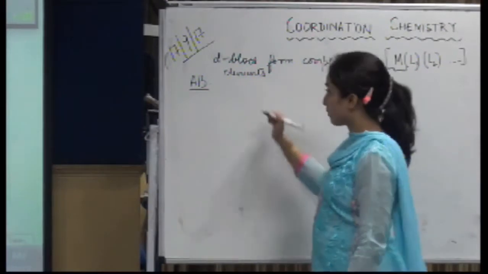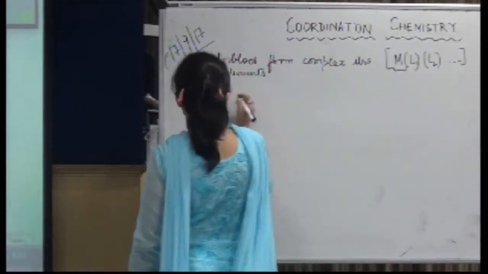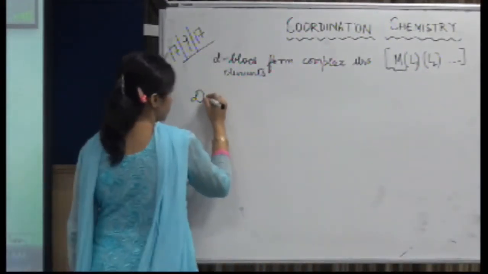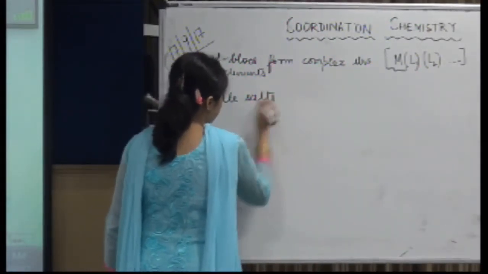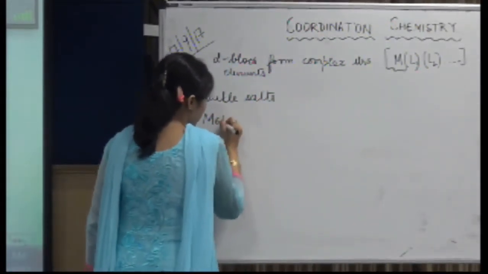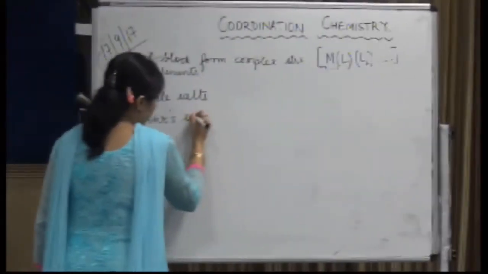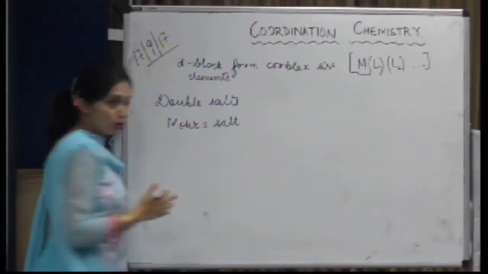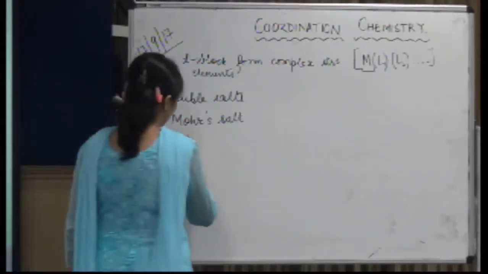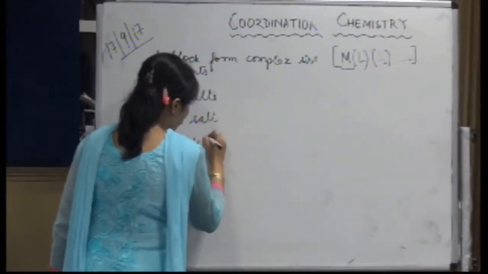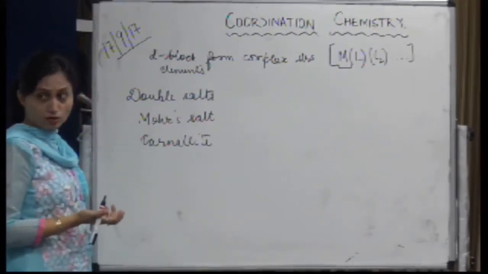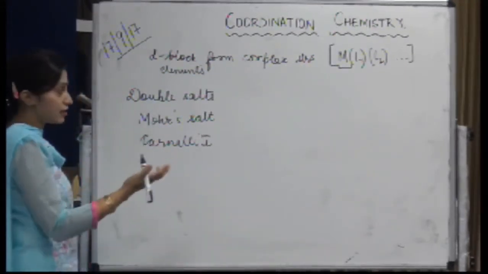Now, if I am talking about complex structures, then you may also think of something known as double salts. One double salt with which you've already worked is Mohr's salt. You have Mohr's salt, right? Then you have other double salts also. We can talk about carnallite also, and potash alum also. So here you have different kinds of double salts.